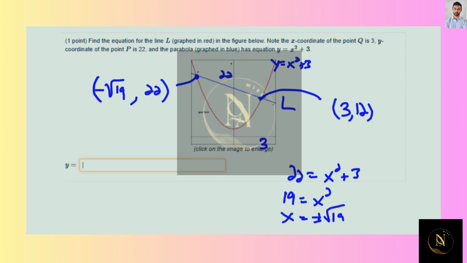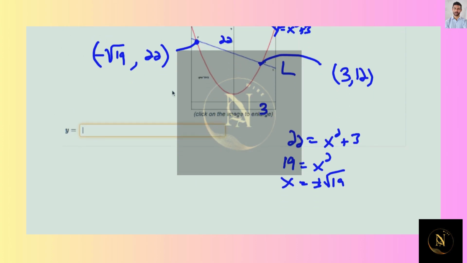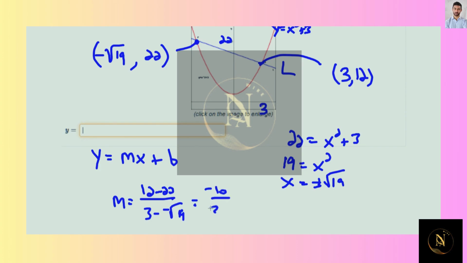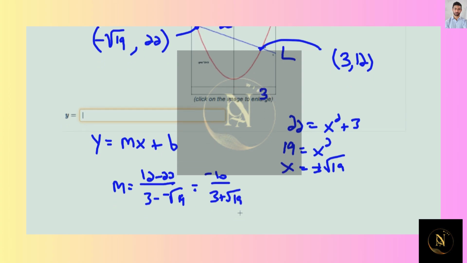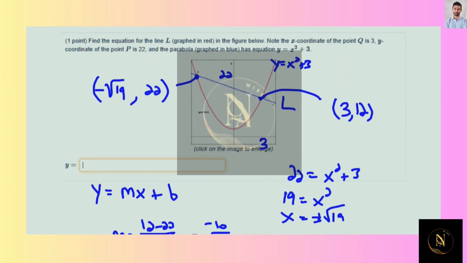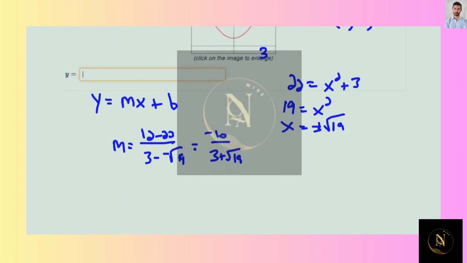So now we want to find the equation of the straight line that's linear. So if we think y equals ax plus b or mx plus b, where m is the slope, let's find the slope: y2 minus y1 over x2 minus x1. That'd be negative 10 over 3 plus the square root of 19. It does not say to round to anything, so I will leave it exact. But that would be the slope.